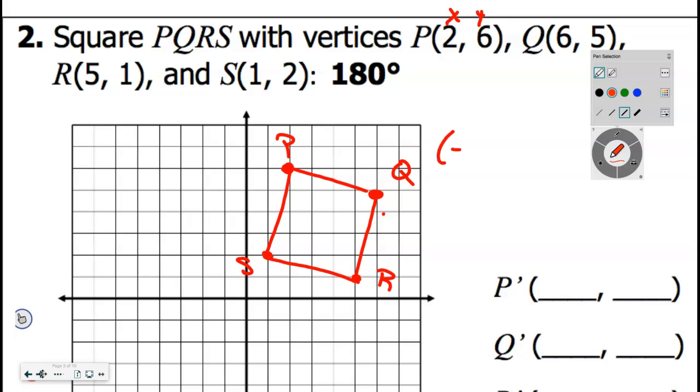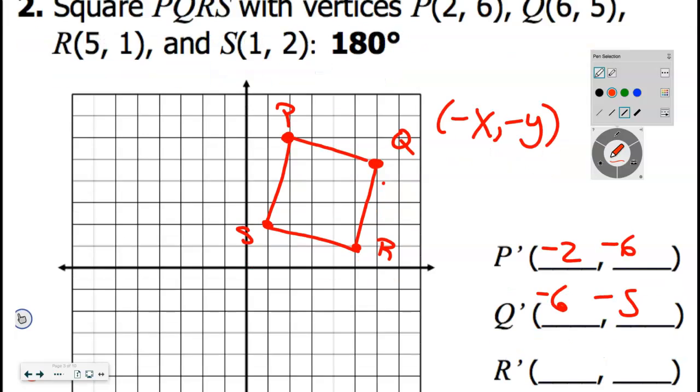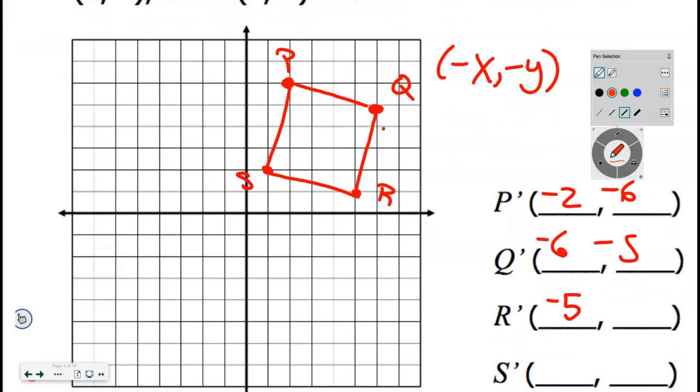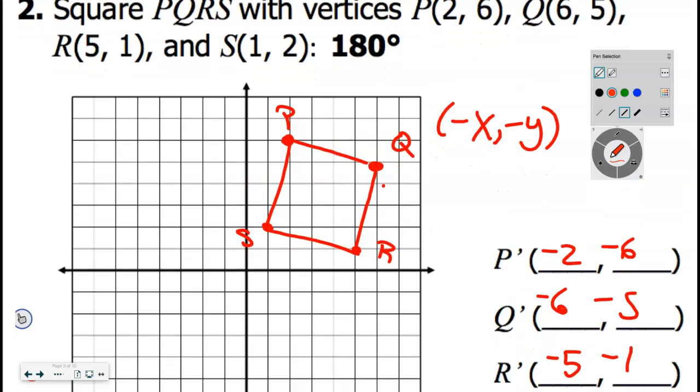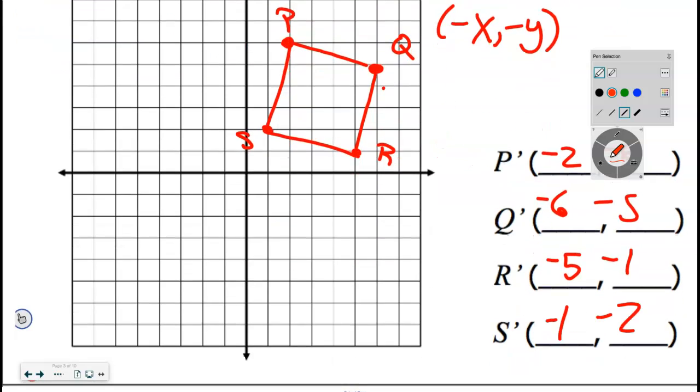-x, -y. So you might want to write that next to it, and you're just going to do exactly what it says. -x, -y, -x, -y. It's the easiest one. -x, -y. We're not switching their locations or anything. -x, -y.